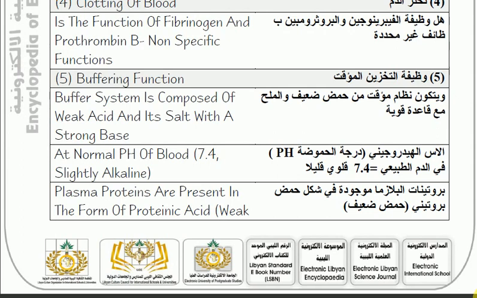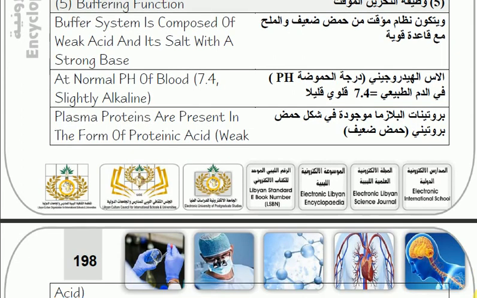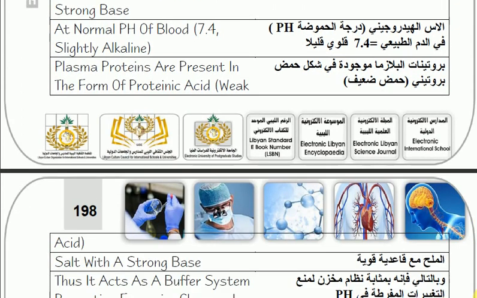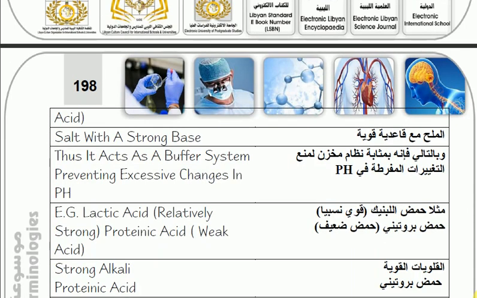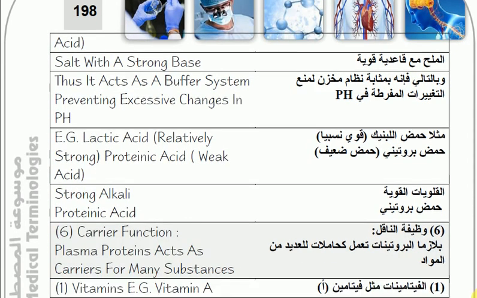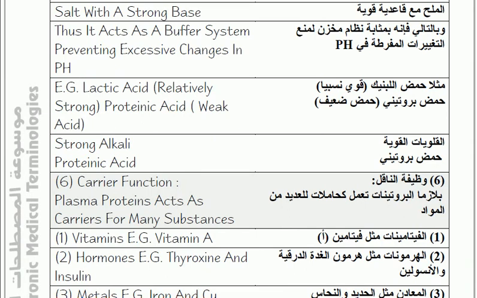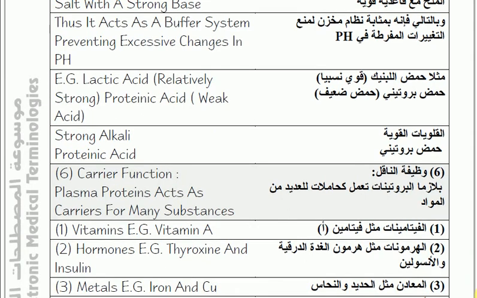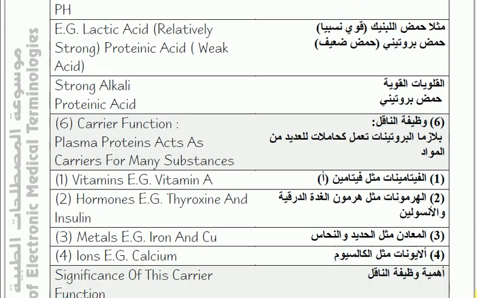Buffer system is composed of weak acid and its salt with a strong base. At the normal pH of blood, 7.4, slightly alkaline, plasma proteins are present in the form of proteinic acid, a weak acid, and its salt with a strong base. Thus it acts as a buffer system preventing excessive changes in pH, e.g. lactic acid, relatively strong, proteinic acid, weak acid, strong alkali.